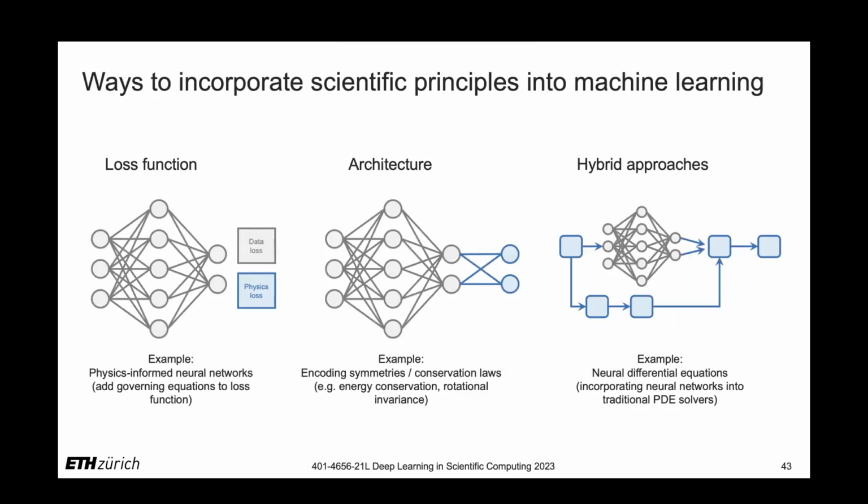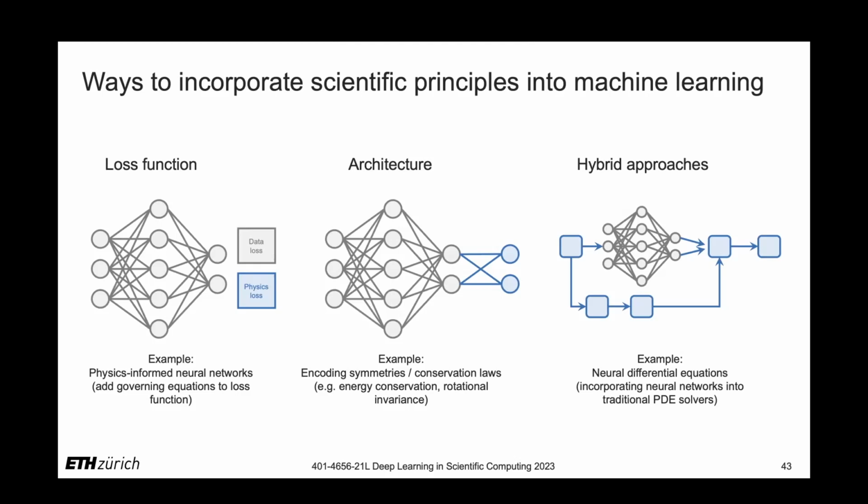There are three abstract ways, as I like to think of it, to put scientific principles into a machine learning algorithm. Firstly, through the loss function for training the neural network. Secondly, through the architecture itself of the network. And finally, what I would call hybrid approaches. This is similar to that inverse algorithm I was talking about, where you take a traditional algorithm and put machine learning very tightly into the middle of it somewhere where it makes sense.